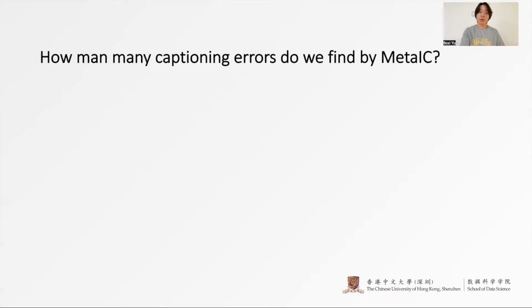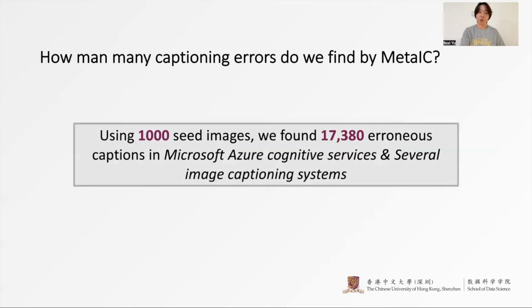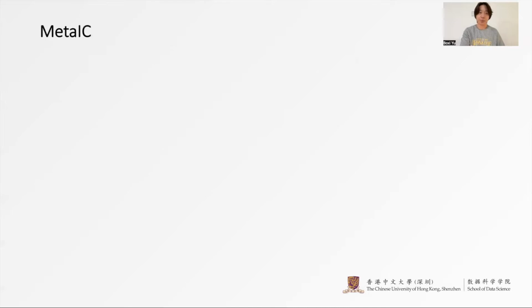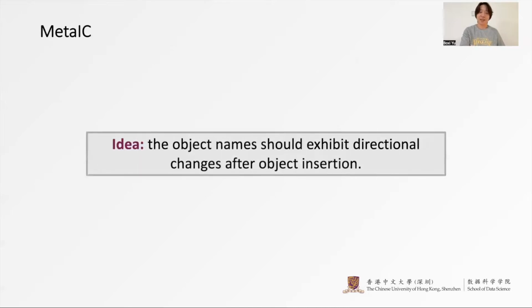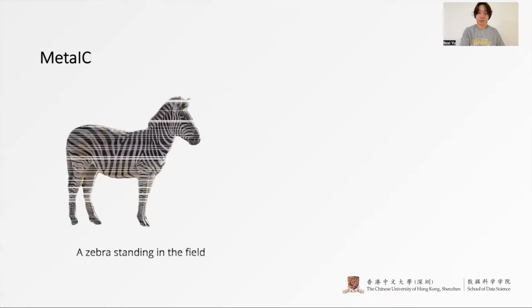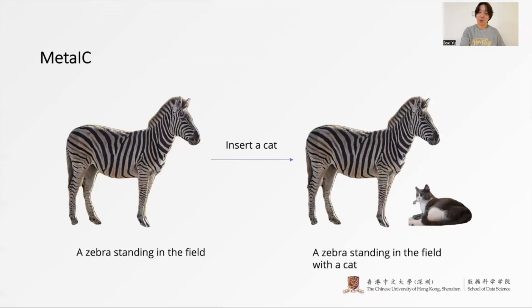So how many captioning errors do we find by MetIC? Using 1,000 seed images, we found 17,380 erroneous captions in Microsoft Azure Cognitive Services and several other image captioning systems. The core idea of MetIC is that the object names should exhibit directional changes after object insertion. For example, in the original image, a zebra standing in the field, when we insert a cat, the inserted cat should be captioned properly in the caption for the synthesized image.